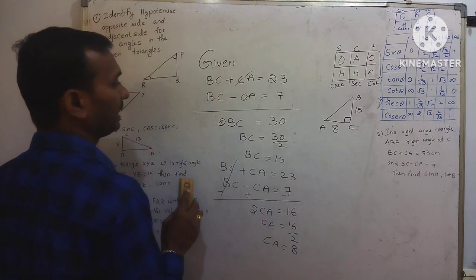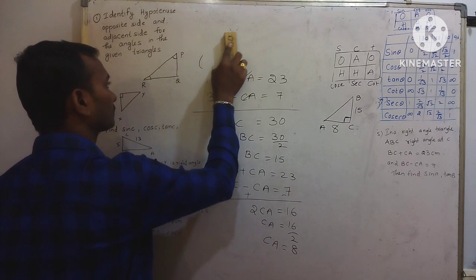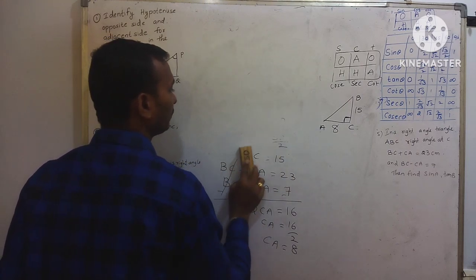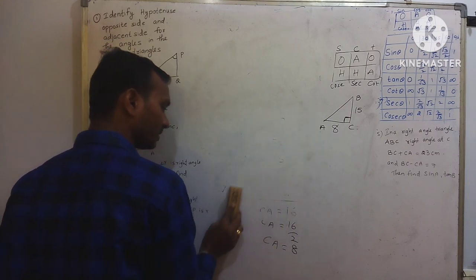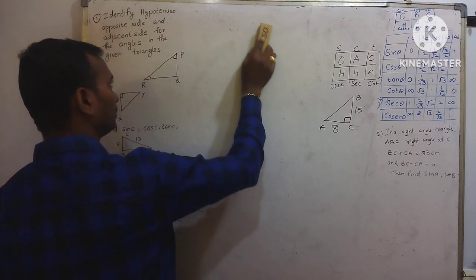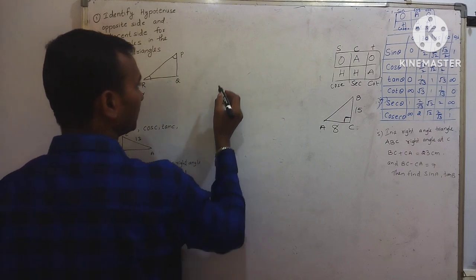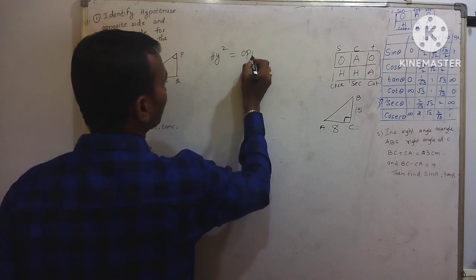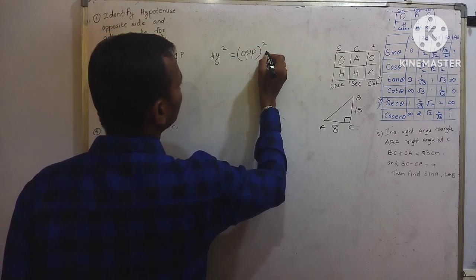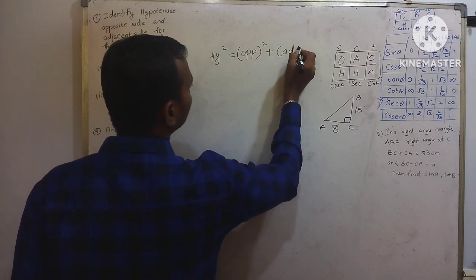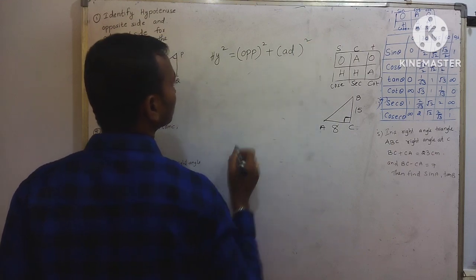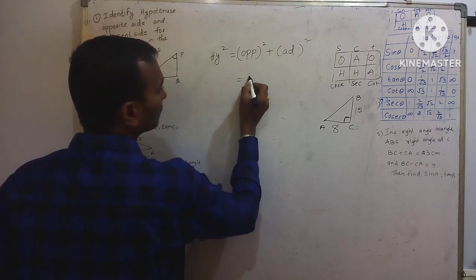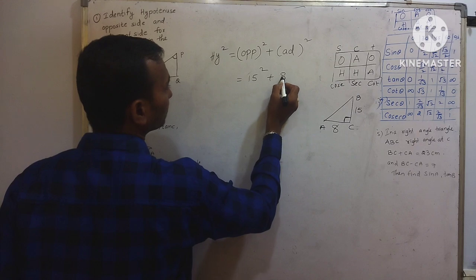So now what is asked? Sin A and tan B. If you know two sides of a triangle, we have to calculate the third side by using hypotenuse square is equal to opposite side square plus adjacent side square. That is 15 square and 8 square.